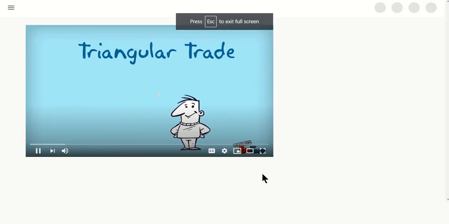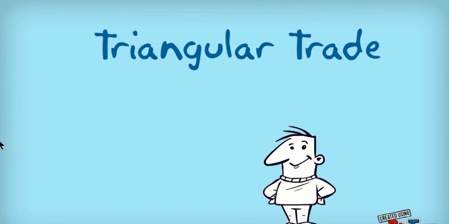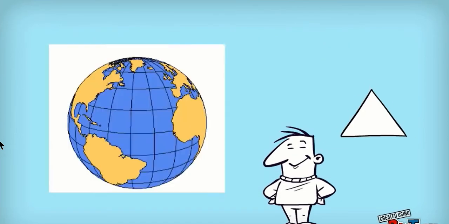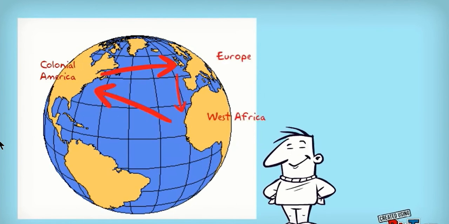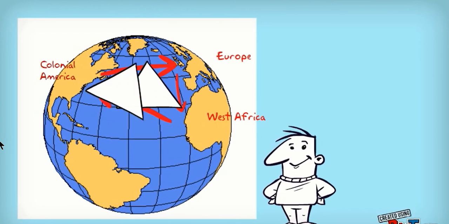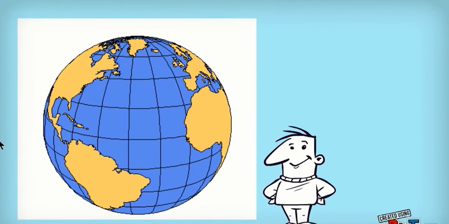A big concept in early American history was something called triangular trade, which of course had a little bit to do with the triangle. So you see, colonial America traded goods with Europe, which traded with West Africa, which traded with colonial America, and thus you've got the triangle. And let's see if we can fit a little bit. There we go. So let's start with colonial America.